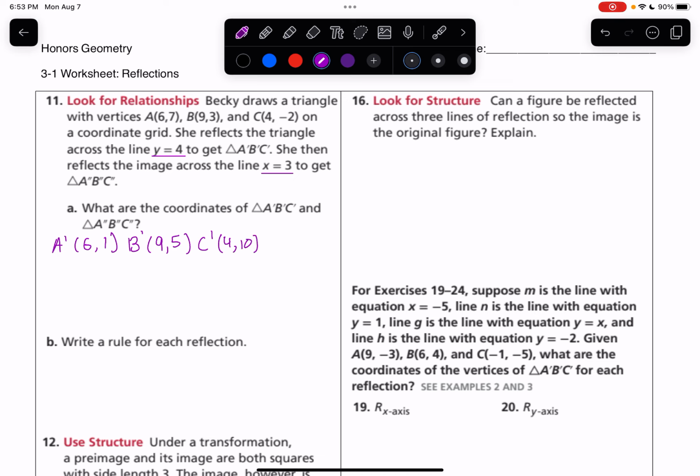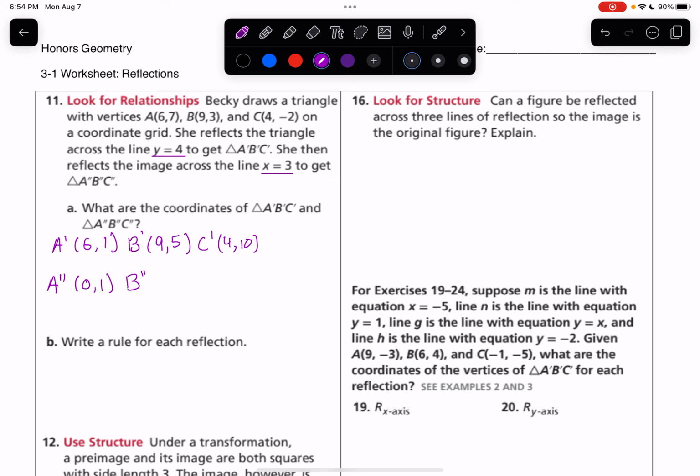Then to get the double primes, we're going to do the same thing, except this time we're using the line x equals 3. So we're going to change the x coordinate in the same way. So we're going to take the A prime coordinate. The x coordinate is 6. That's 3 units above 3. So then our new point is going to be 3 numbers below 3, and that's going to be 0. So it's going to be 0, comma, our y won't change, so that's 1.